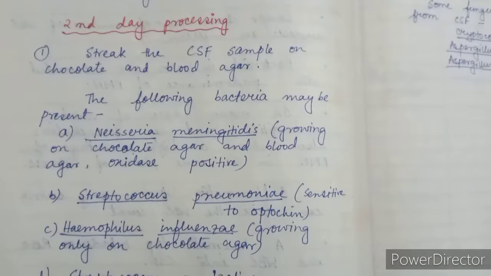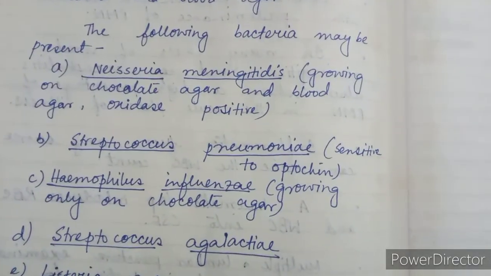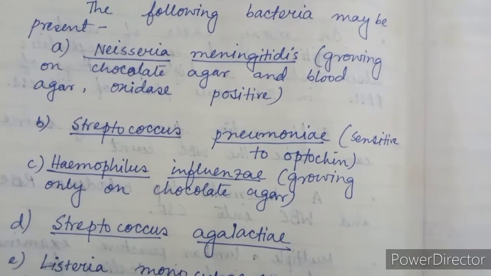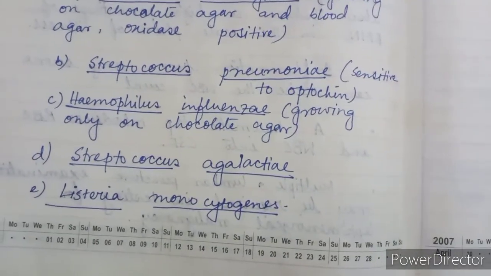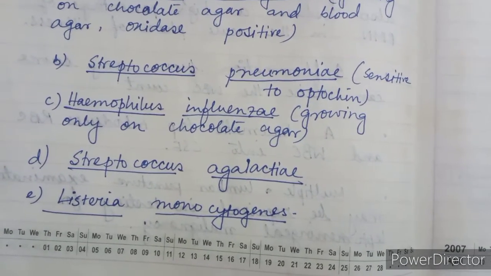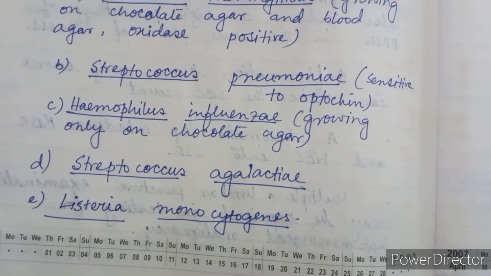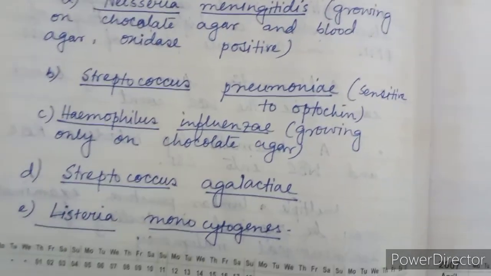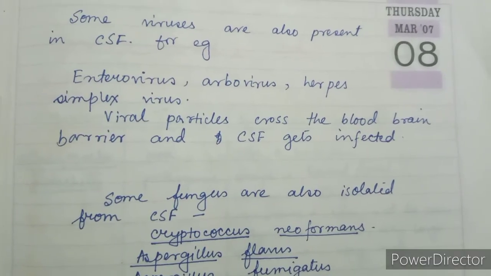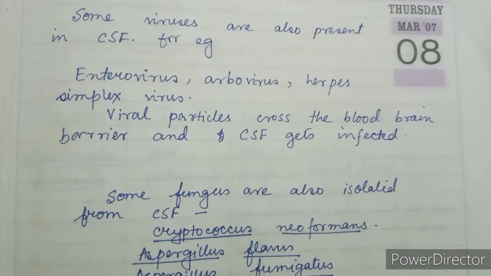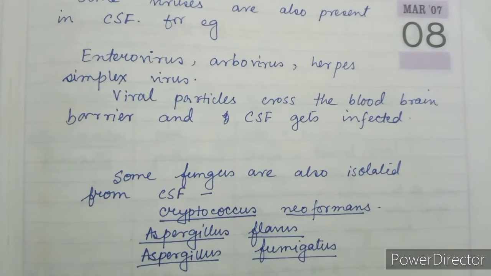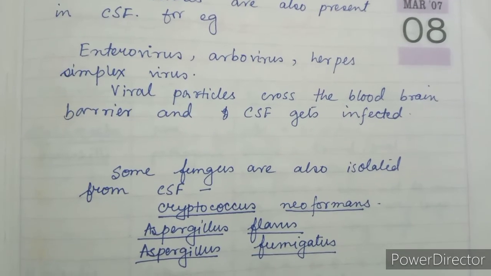The following bacteria may be present: Neisseria meningitidis growing on chocolate agar and blood agar, oxidase positive; Streptococcus pneumoniae sensitive to optochin; Haemophilus influenzae growing only on chocolate agar; Streptococcus agalactiae; Listeria monocytogenes, etc. These bacteria may be found in CSF. Some viruses are also present in CSF, for example enterovirus, arbovirus, herpes simplex virus, etc. Viral particles cross the blood-brain barrier and CSF gets infected.